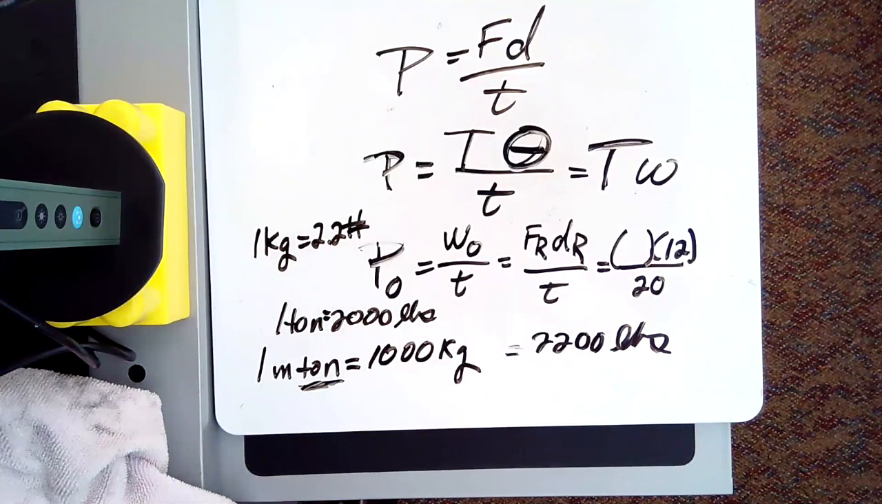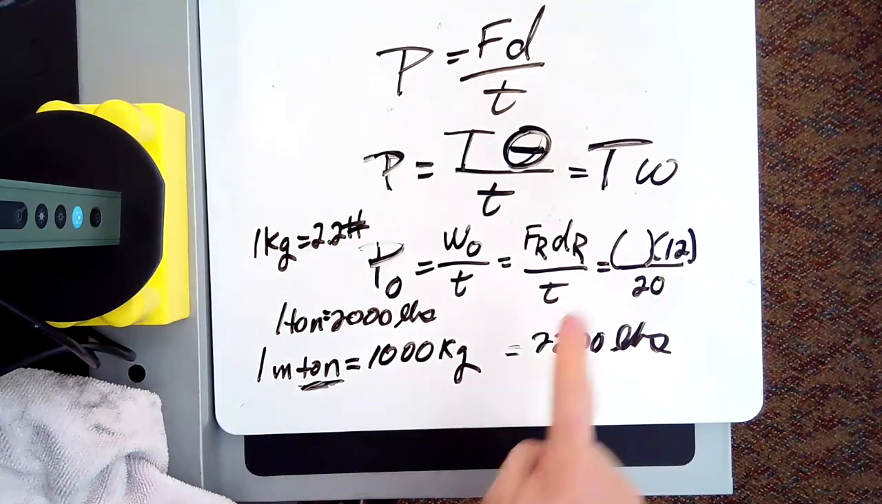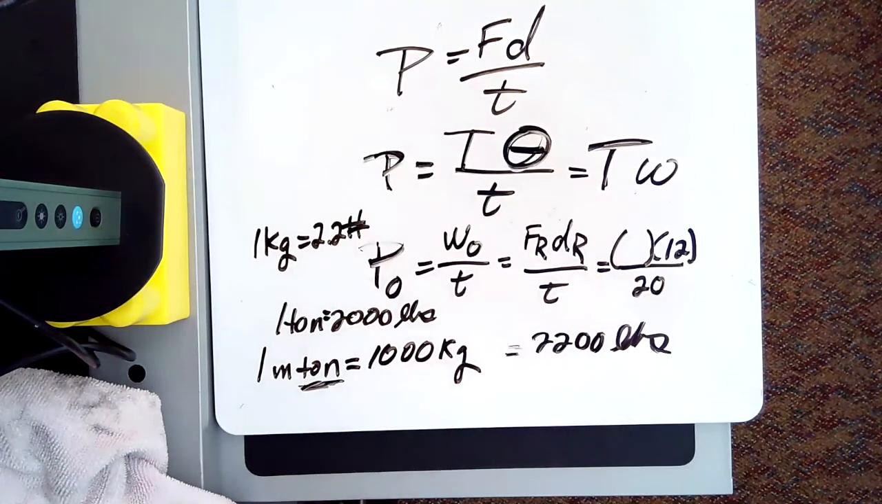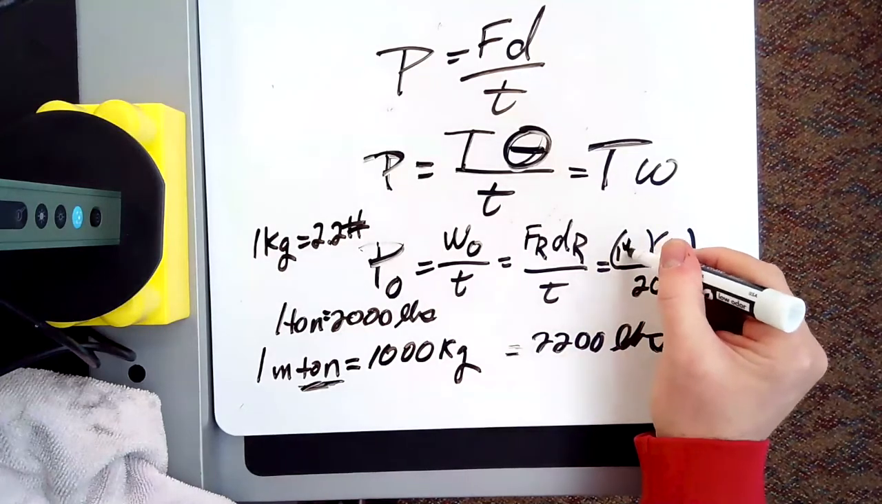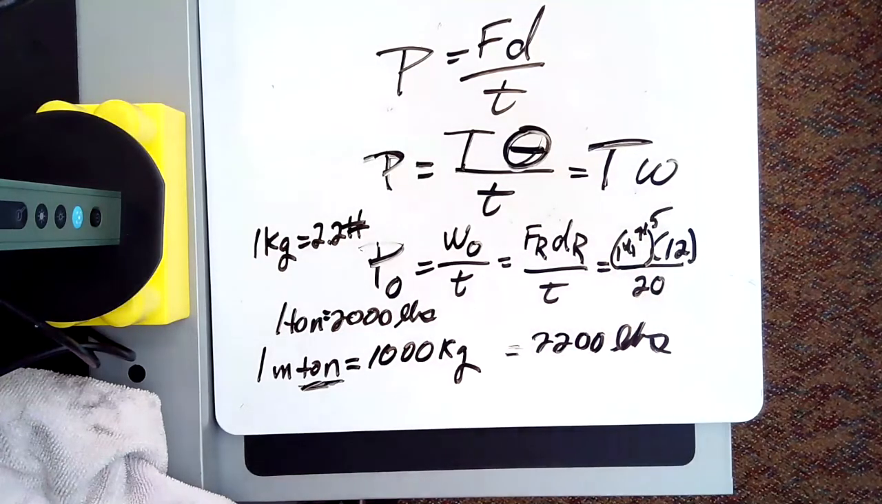1,500, right? So we need to do what with that? Because we want the weight. 1,500 kilograms times 9.81. Okay, we got 14,715 newtons times 12 divided by 20, and we get 8,829 watts.